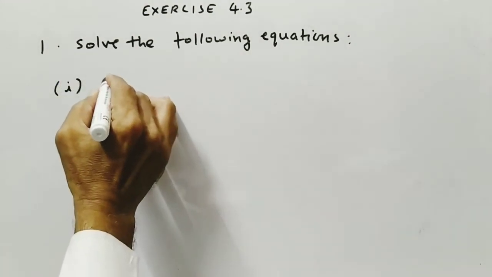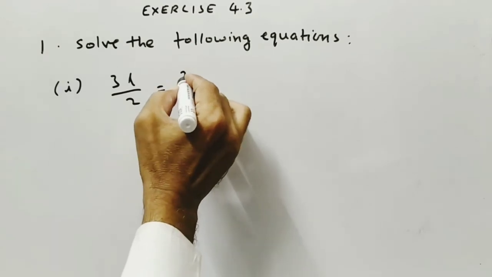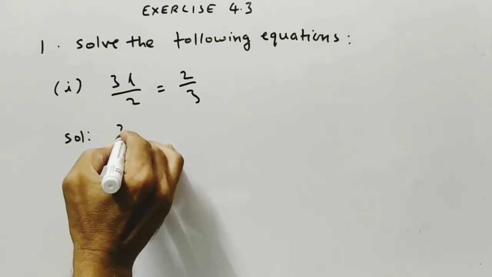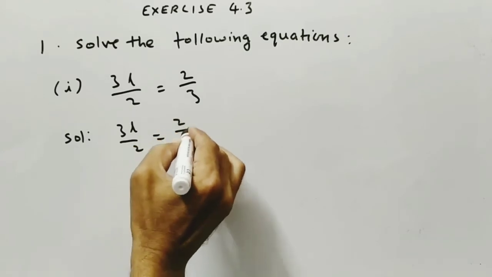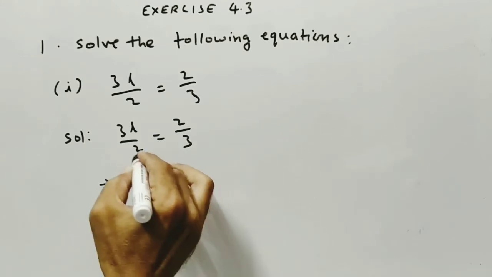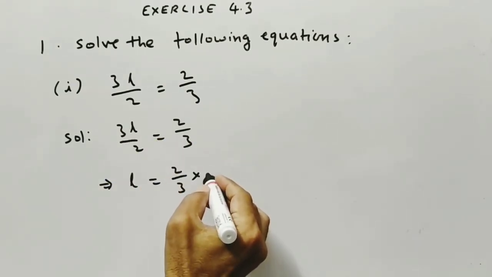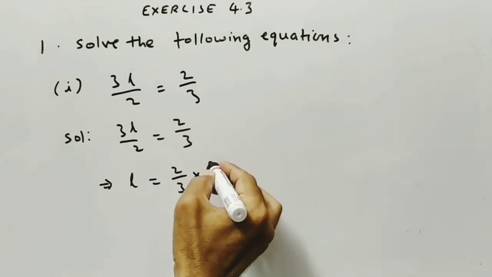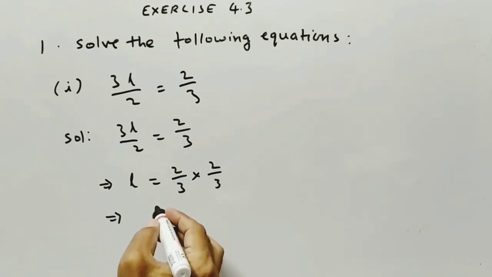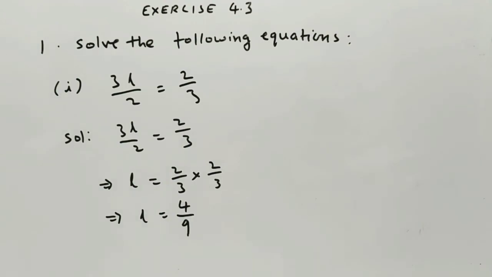I: 3l divided by 2 is equal to 2 by 3. Solution: 3l by 2 is equal to 2 by 3. This implies l is equal to 2 by 3 into, this 3 will come to the denominator, 2 will go to the numerator. This implies l is equal to 4 by 9 is the solution.